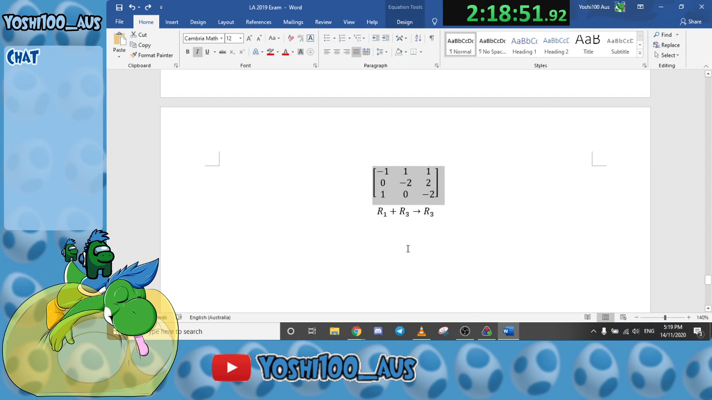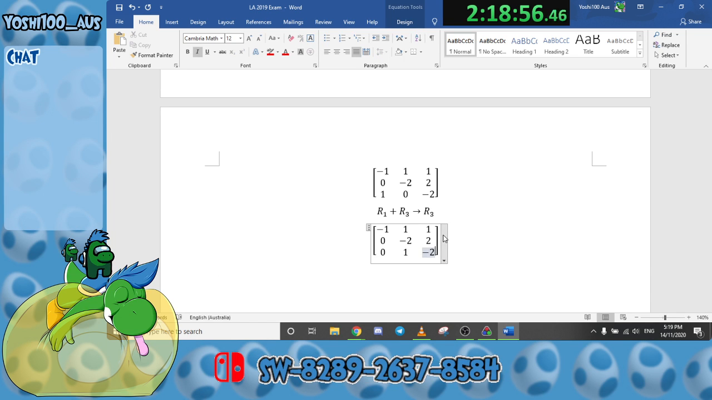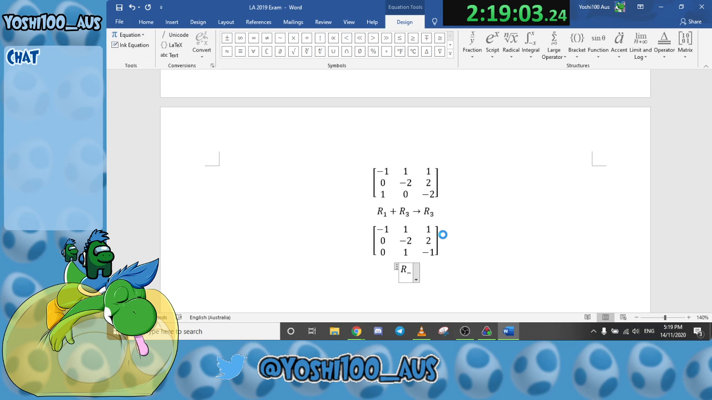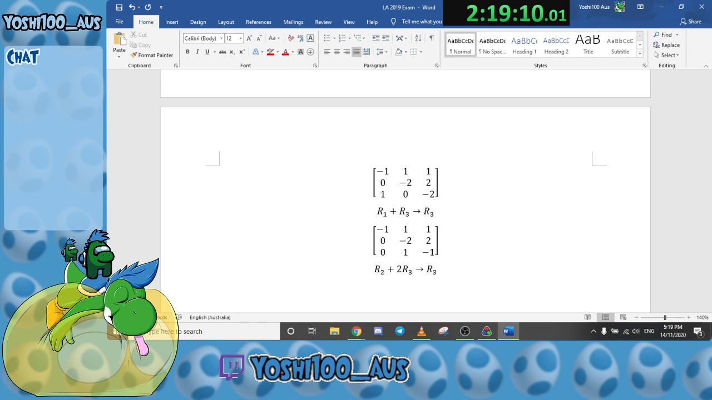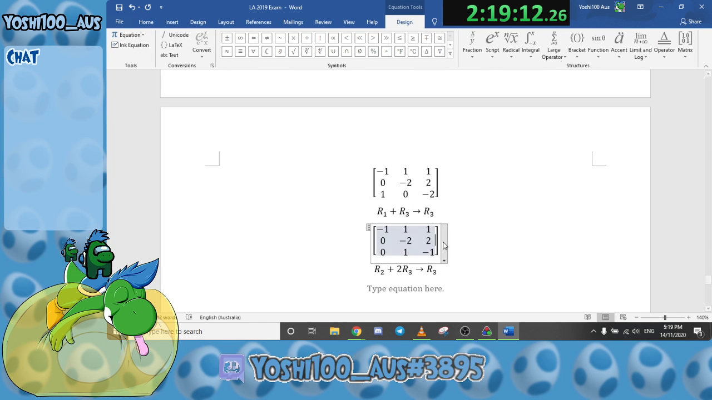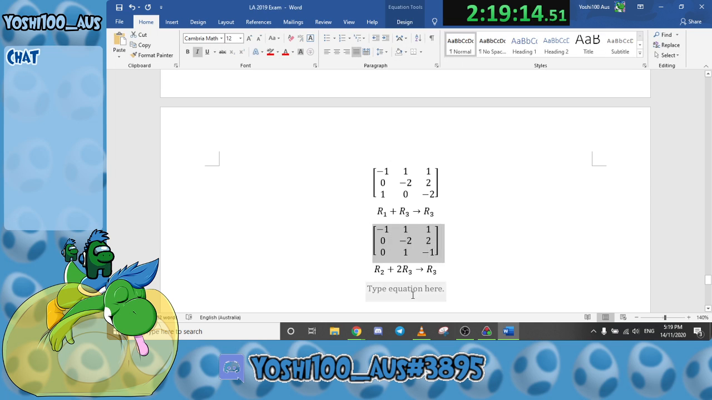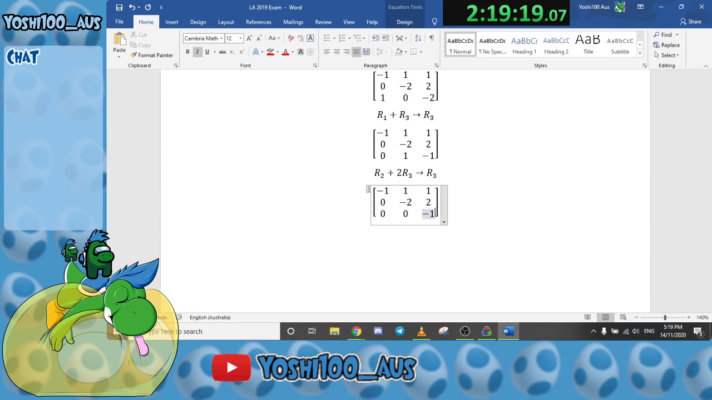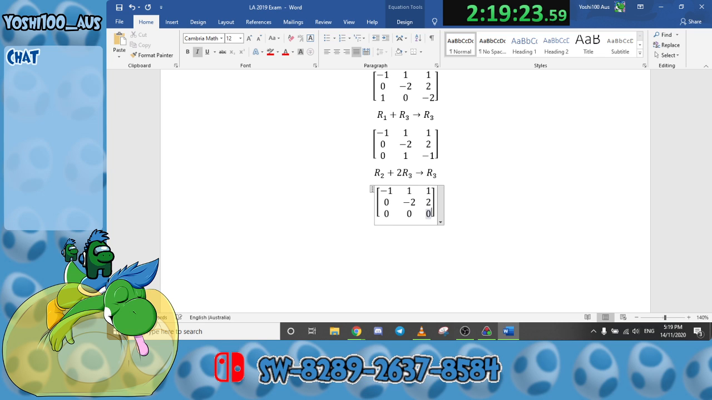Oh, sorry, this is the wrong matrix. Copy this one. 0, 1, -1, right? And then 2 plus R3 becomes R3. And then let's copy this matrix again. You get 0, 2 plus take 2, 0. Ah, there you go.